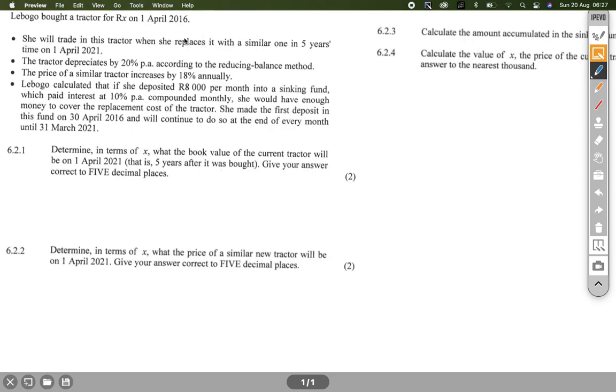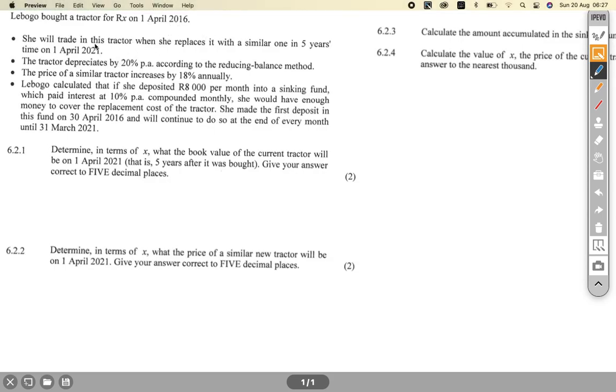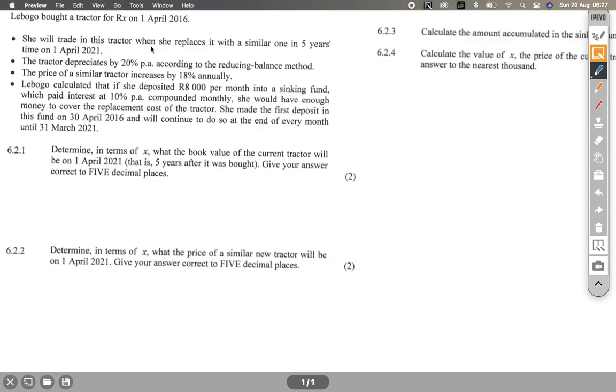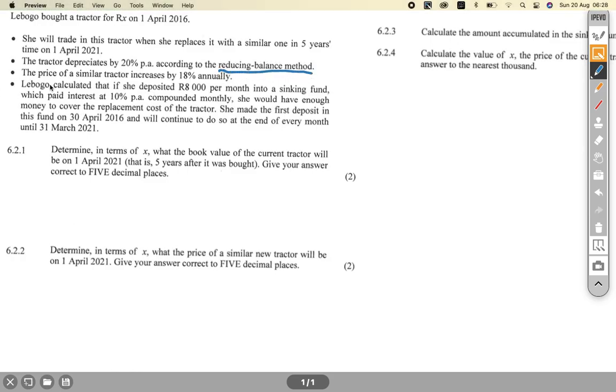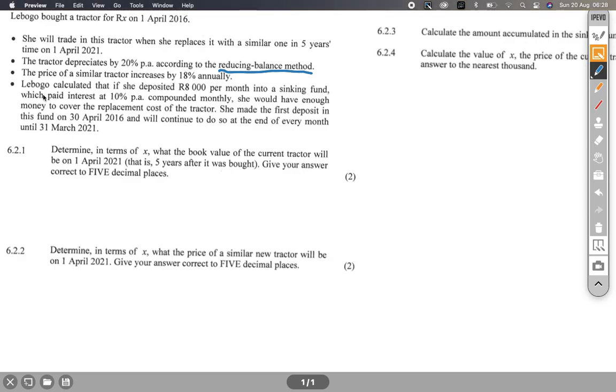So Lebogo bought a tractor for X rands on 1 April 2016. She will trade in this tractor when she replaces it with a similar one in 5 years' time, on 1 April 2021. The tractor depreciates by 20% per annum according to the reducing balance method. So this is actually very, very important. The price of a similar tractor increases by 18% annually.